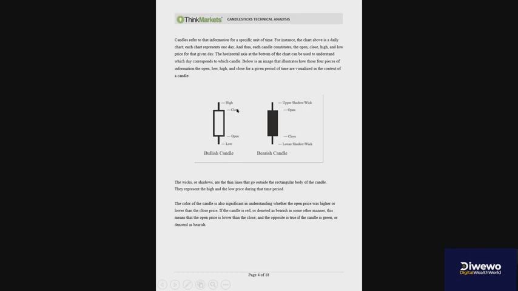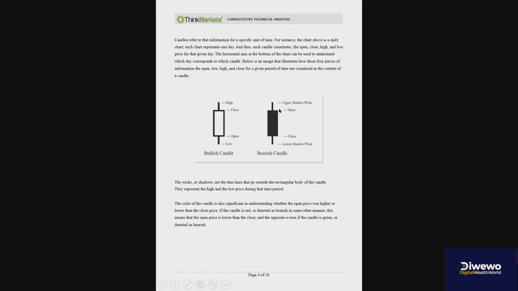Now, I want to explain something. We have open and close. It's going up, so it will first open from here before closing upward. Don't forget, it's a bullish candle, it's going up. So it opens here, then closes upward.